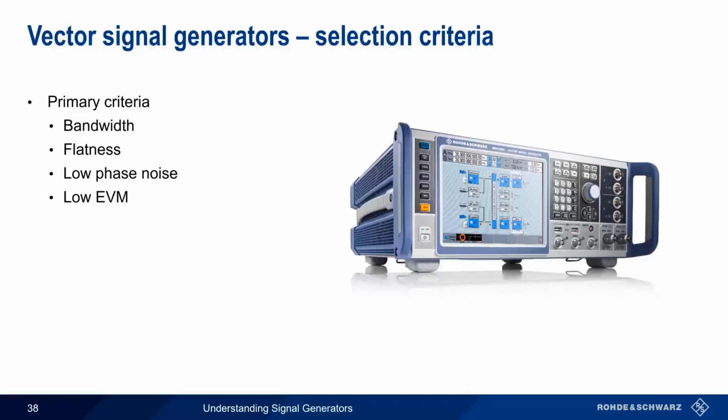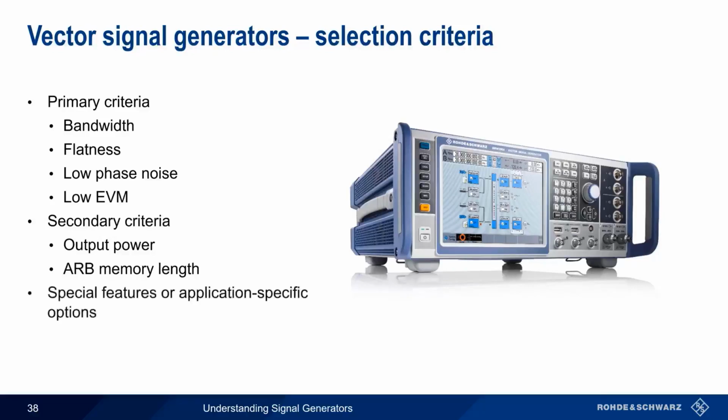Among the more common secondary criteria are things such as output power. Just as with analog signal generators, we want to avoid situations that might require an additional external amplifier, since external amplifiers can degrade the quality of the generated signal. The maximum ARB memory size is also important, since this defines the maximum signal duration of our arbitrary waveform files. It's safe to say that in this case, more ARB memory is always a good investment.